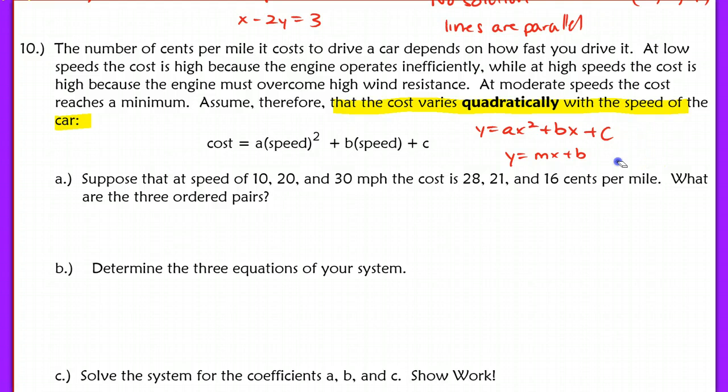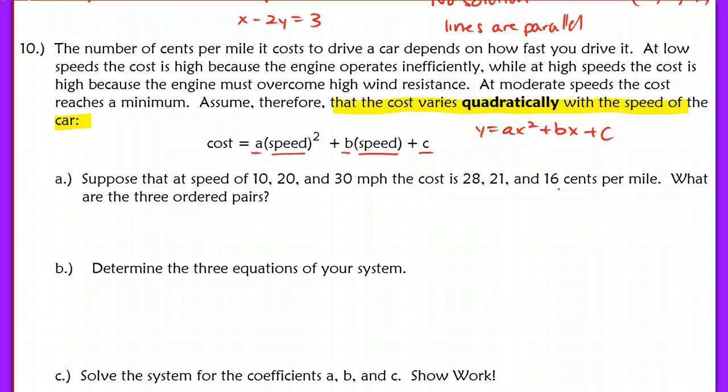So our graph of this would actually be a parabola. Now, they tell us, and they relate the variables for us. They say that cost is equal to a constant, a, times your speed squared, plus b, a constant, times your speed, plus c, another constant. So we've got another set of data here that says, suppose that at a speed of 10, 20, and 30 miles per hour, the cost is 28, 21, and 16 cents per mile. So it asks, what are the 3 ordered pairs?